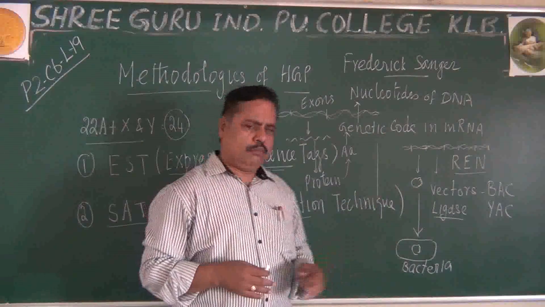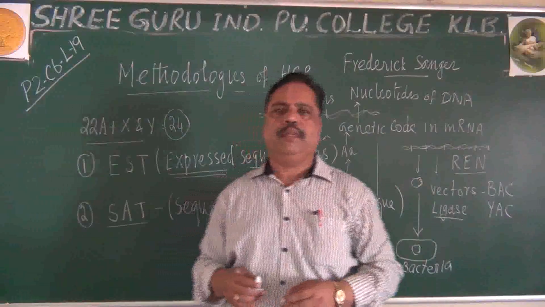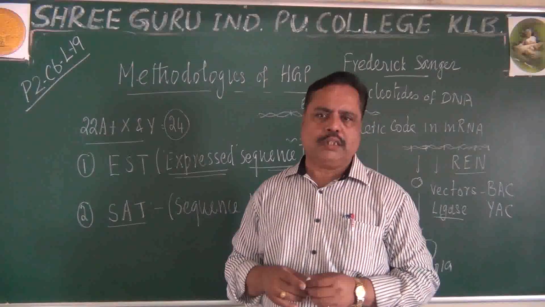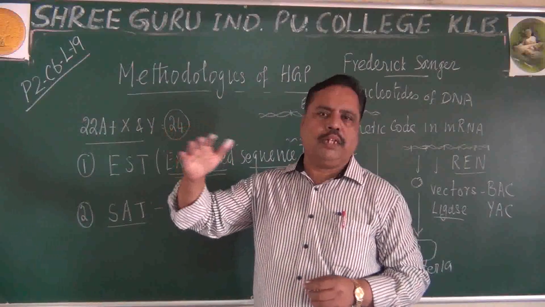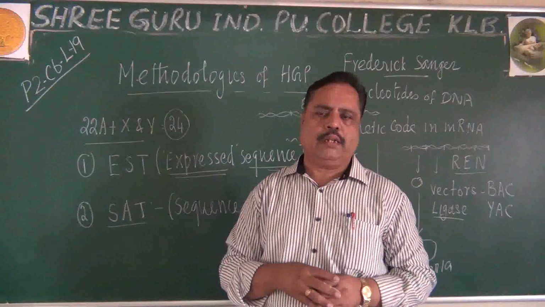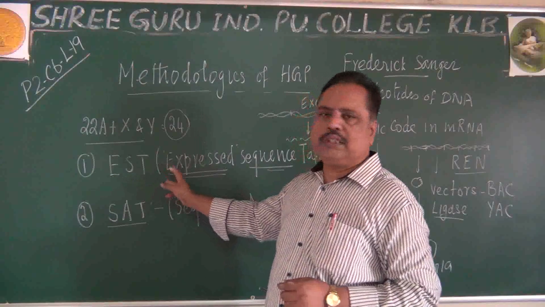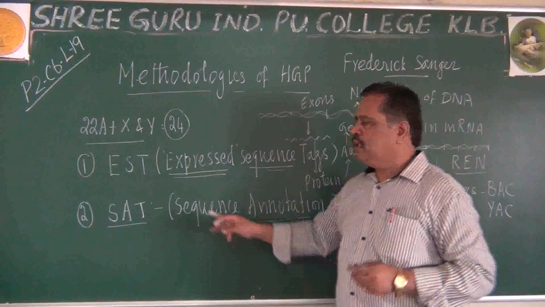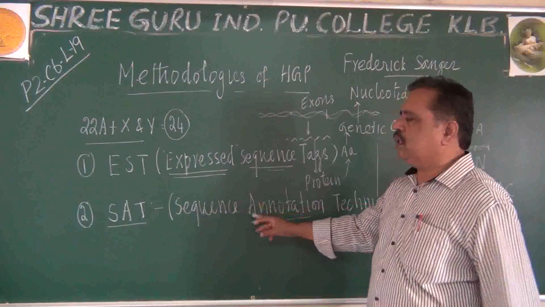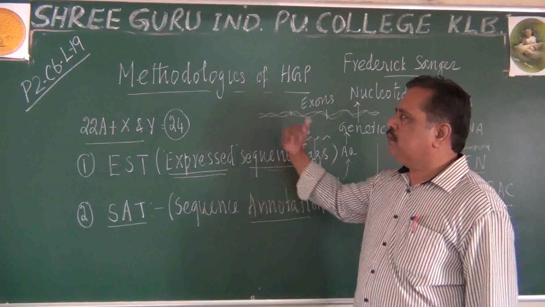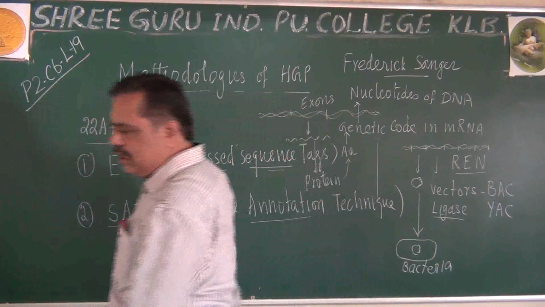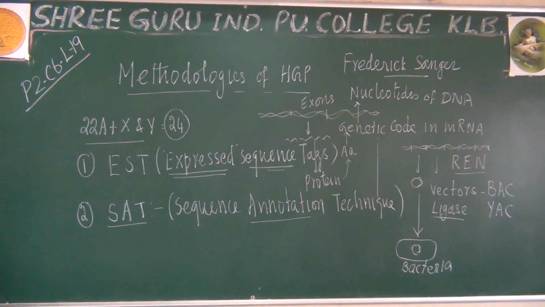So this is regarding methodology. In a 3-mark question it can be asked, what are the 2 methodologies used for deciphering the genetic code? One is called expressed sequence tag. Another one is called sequence annotation technique. Make note of this, we will continue further about this genome project.